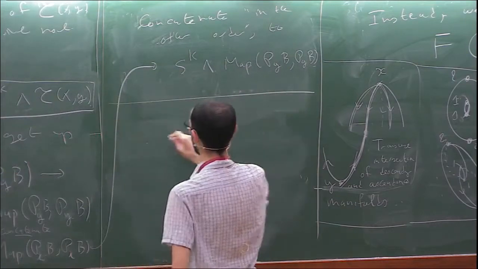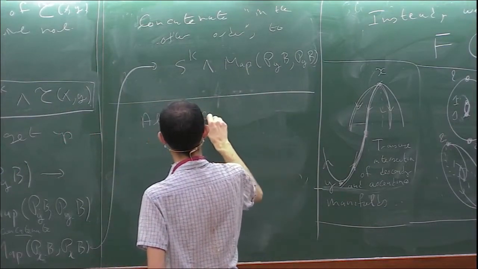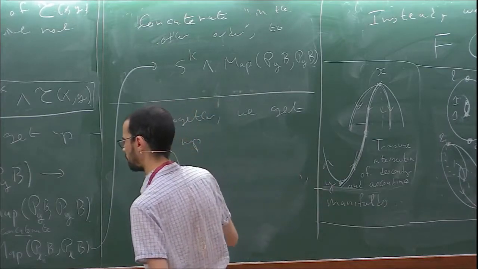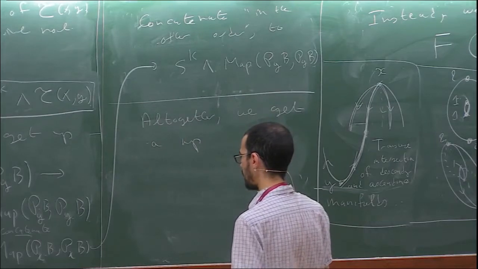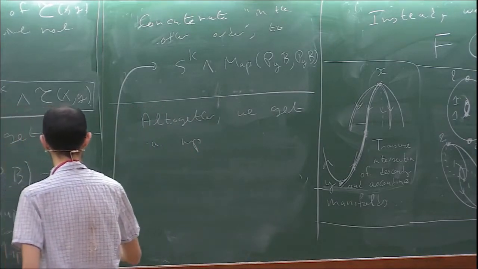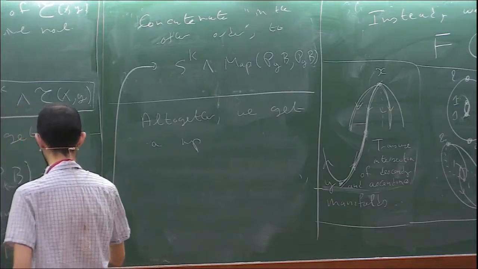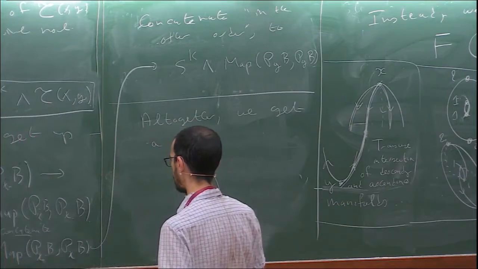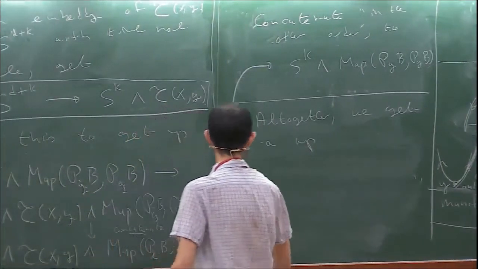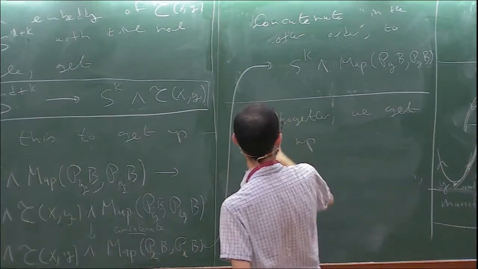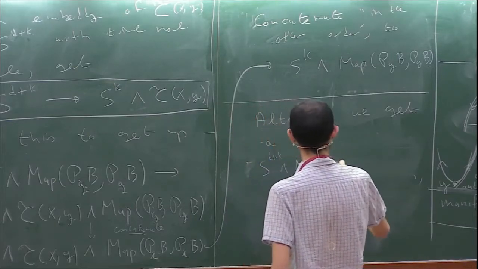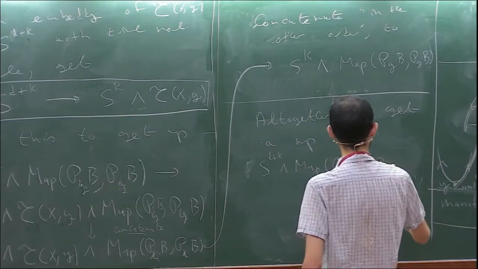So altogether we get a map that has, I'm sorry, it looks like I did something wrong. So this was really supposed to be X. Sorry, X, X, X, X. And, oh, no, this is why. Good, everything's fine. We got a map, not quite what we had before, from S^(D+K) smashed with maps from PYB to PYB.